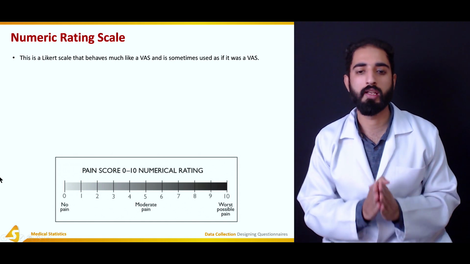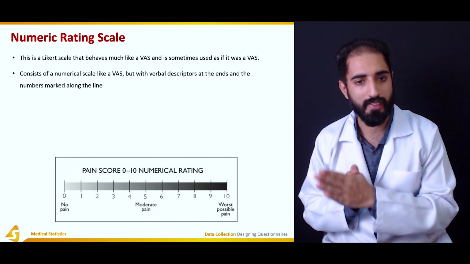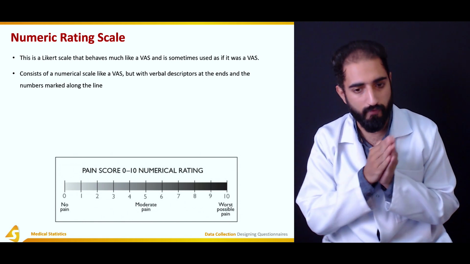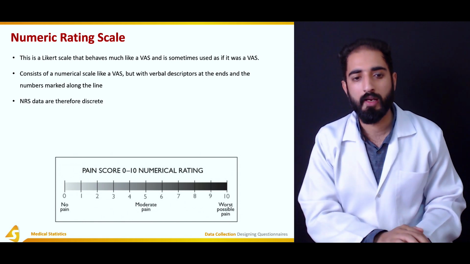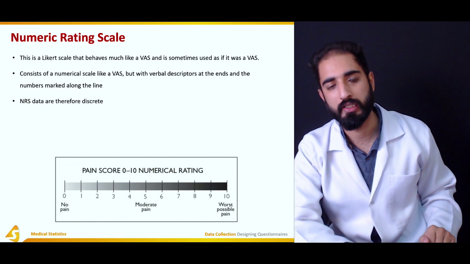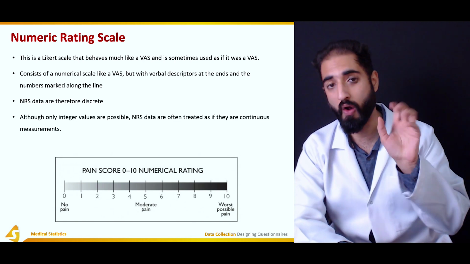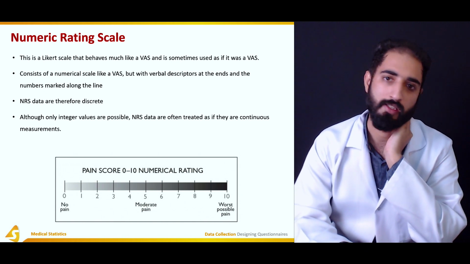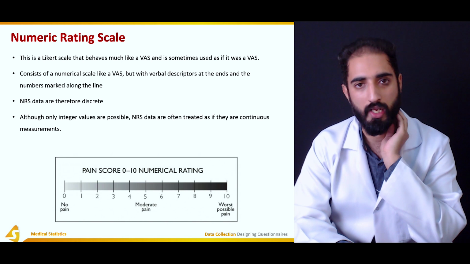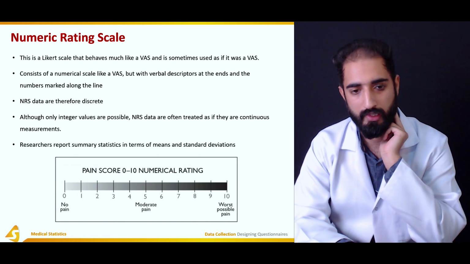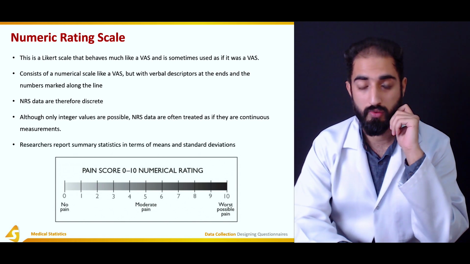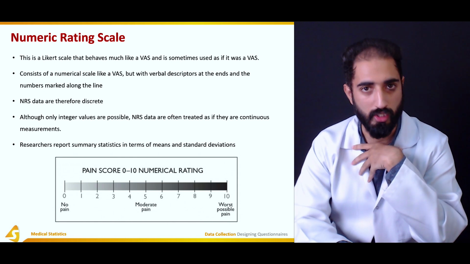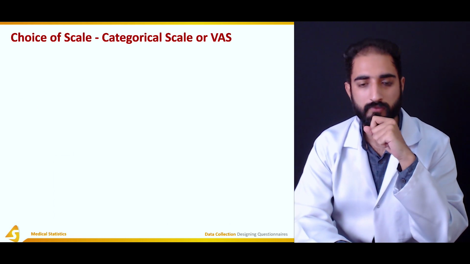It consists of a numerical scale like the VAS, but with verbal descriptors at the ends and numbers marked along the line from 0 to 10. Numeric rating scale data is therefore discrete, but it is often perceived as continuous, and it can be used as a continuous variable for analysis, and you can calculate the mean and standard deviations out of it. That's how researchers usually use it, and I have personally used it in my research as well.